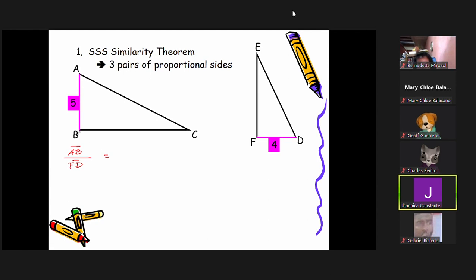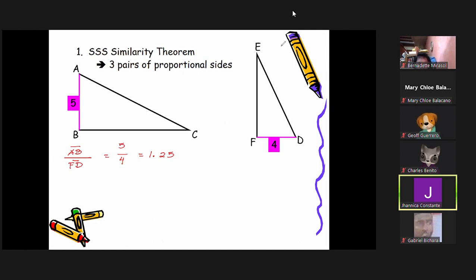So side AB measures 5 units and side FD measures 4. So 5 divided by 4 is equal to 1.25. That is the ratio between side AB and side FD.